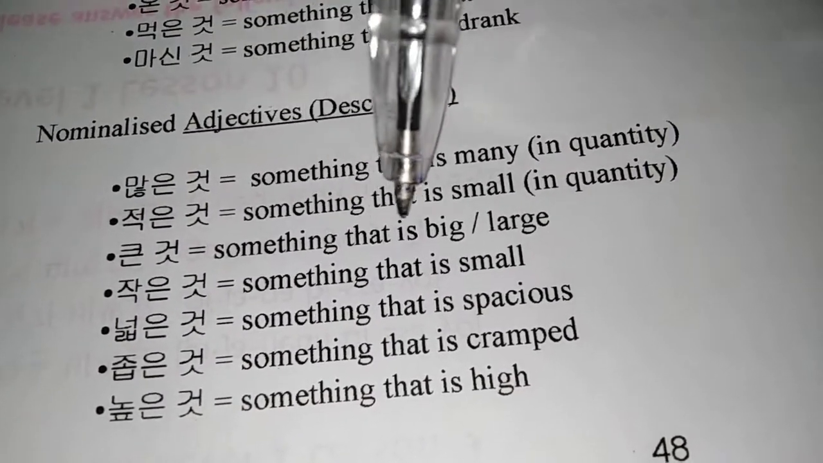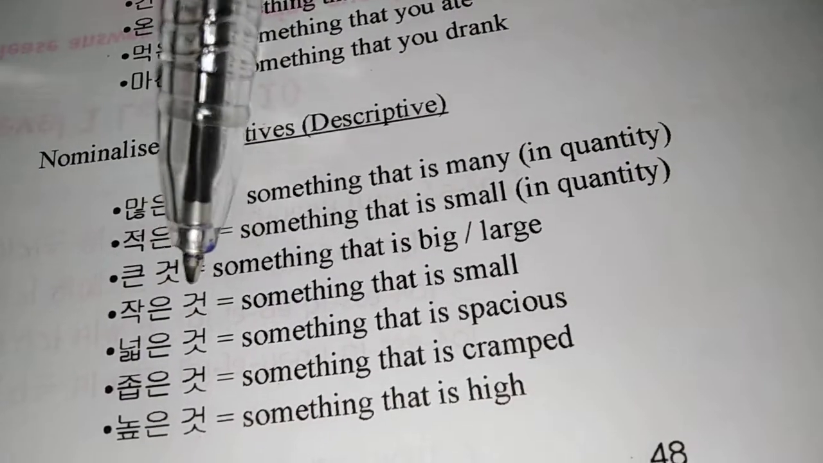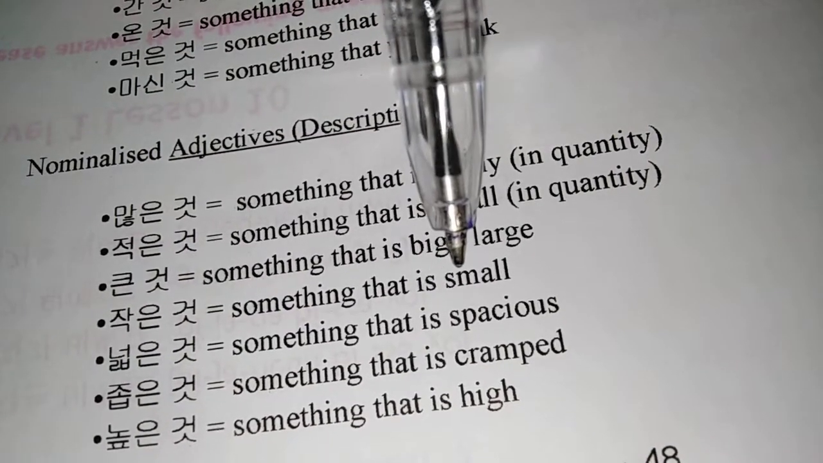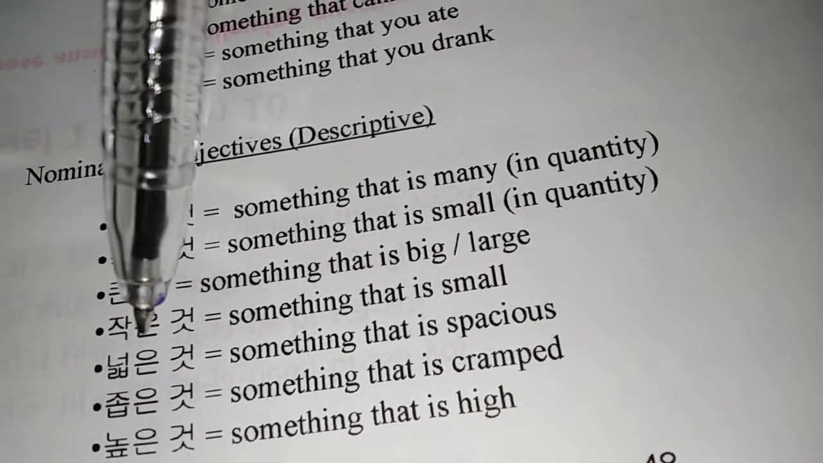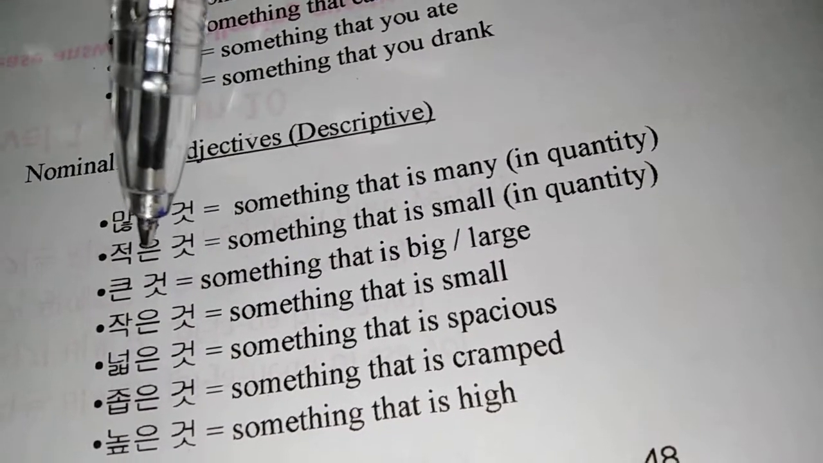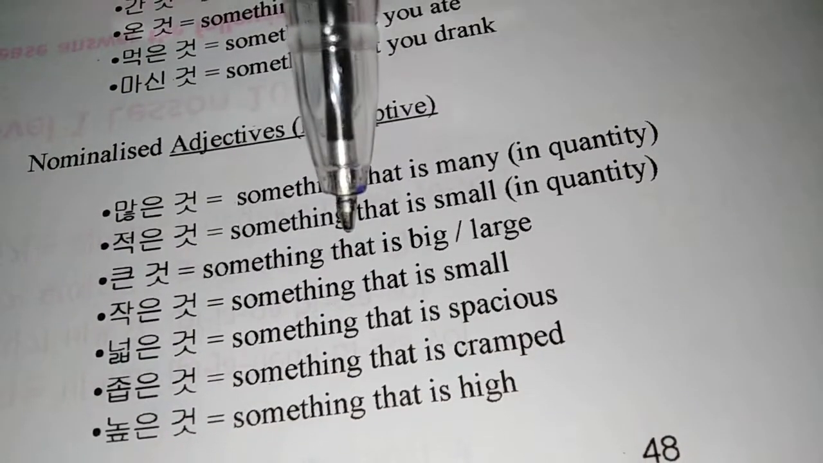큰 것, something that is big or large in size. 작은 것, something that is small in size. So 큰 and 작은 are opposites, and 많은 and 적은 are opposites. 넓은 것, something that is spacious.